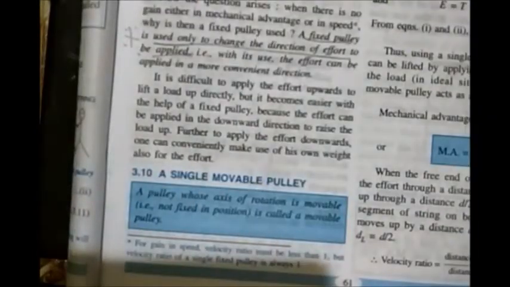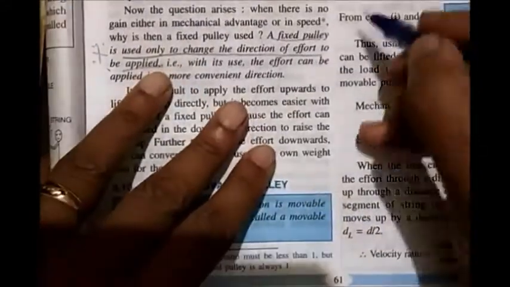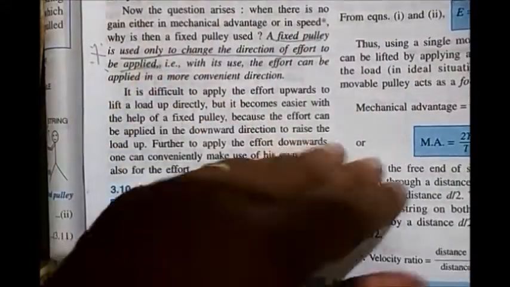Okay, so the diagram followed by this derivation of MA, and then the derivation of velocity ratio.